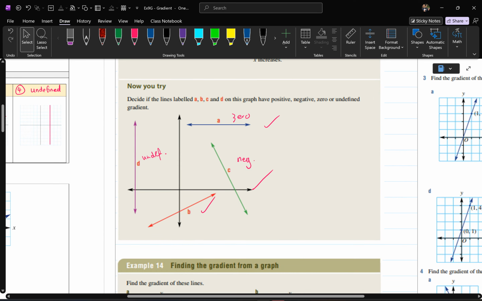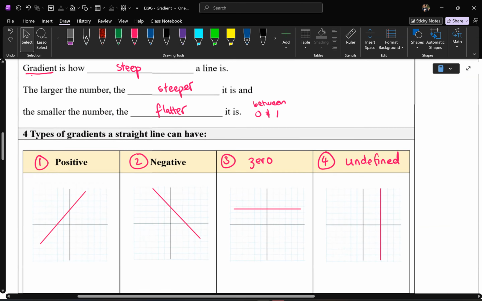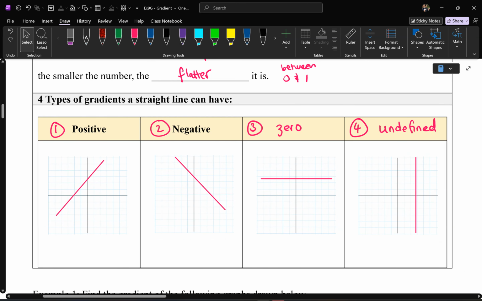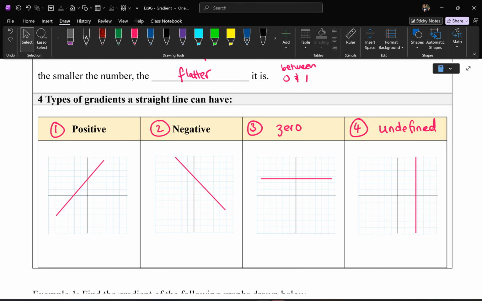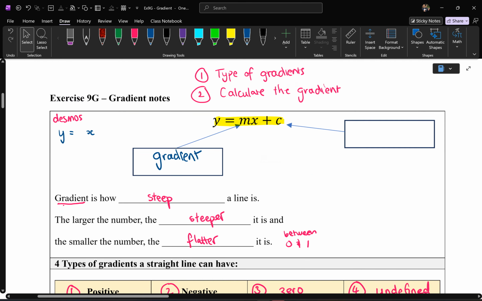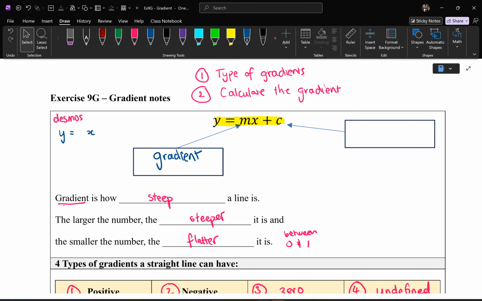Here we go. Back to your notes. So we just tested. You got your 4 types of gradients. The second skill is, well, how do you calculate it now? So you know M, which is the number in front of X, will determine the steepness. That number is what you need to figure out from a graph. Okay, so there's 2 ways to calculate a gradient. There's a formula to follow, or you can read it through a graph.